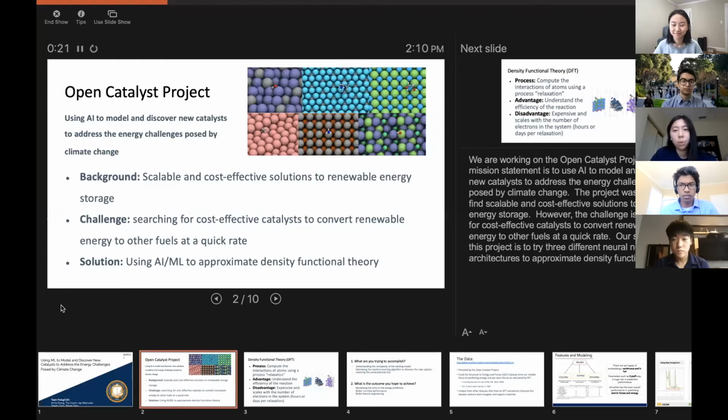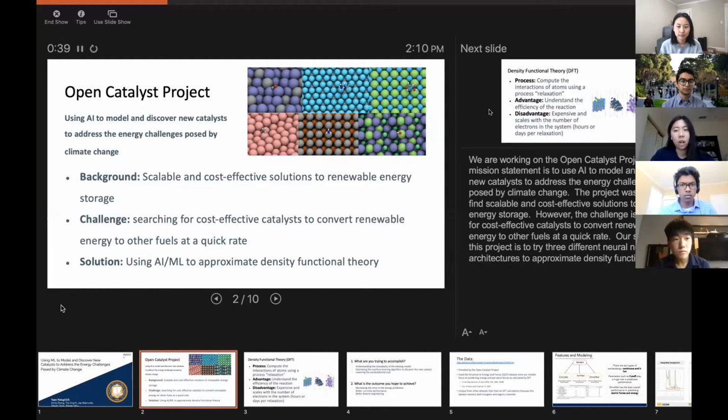A little bit over the project. So we are working on the Open Catalyst project, and our mission statement was using AI to model and discover new catalysts to address the energy challenges posed by climate change. And the project was started to find scalable and cost-effective solutions to renewable energy storage.